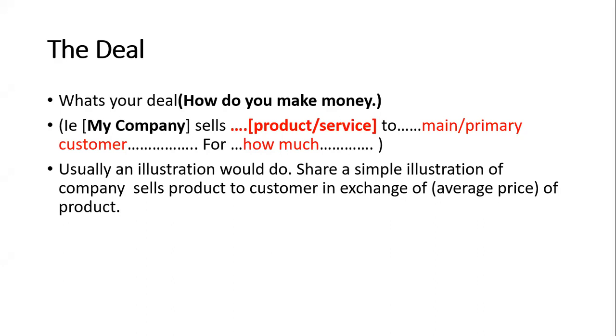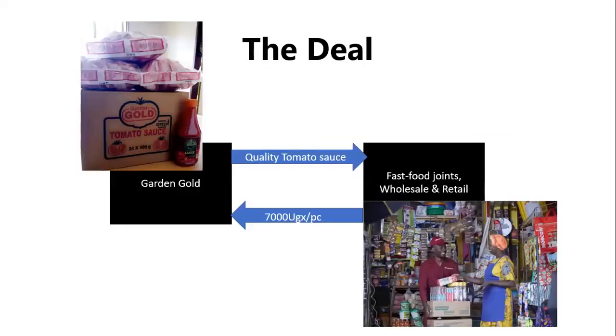You simply present the business. What business do you do? What exactly do you do to make money? That is simply what the deal answers. Okay, examples are this. These people do tomato sauce, so they sell quality tomato sauce to fast food joints, wholesale and retail at 7,000 Uganda shillings per piece.